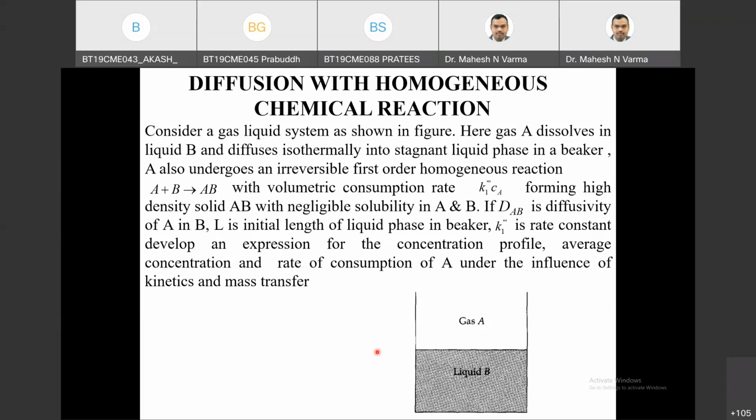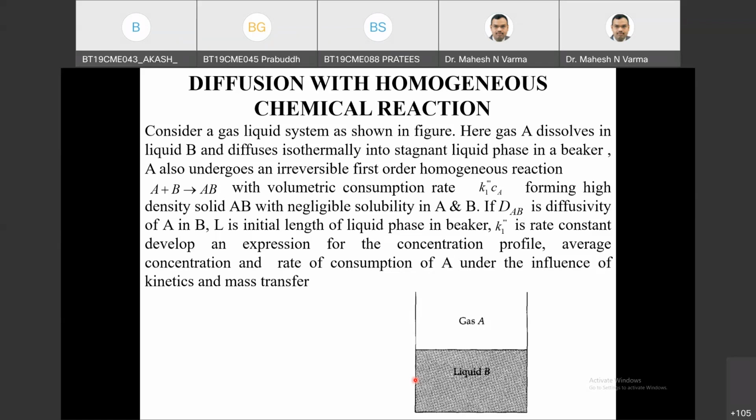It would be the cross-sectional area of the cylindrical beaker and delta Z. Very good. Now, as there is a variation of concentration only in one direction, this problem will be solved using two boundary conditions. What kind of boundary conditions will be needed to solve this? Roll number 46, Aishwarya.